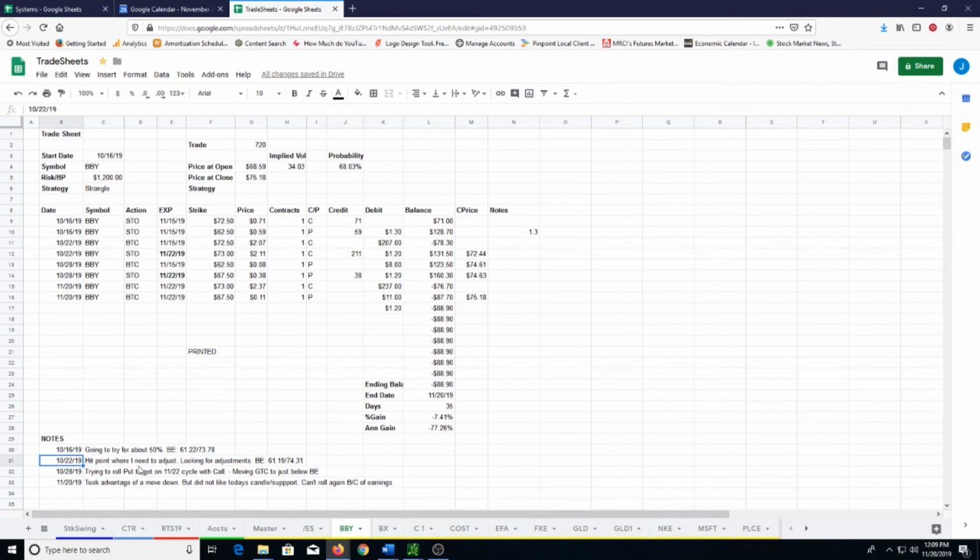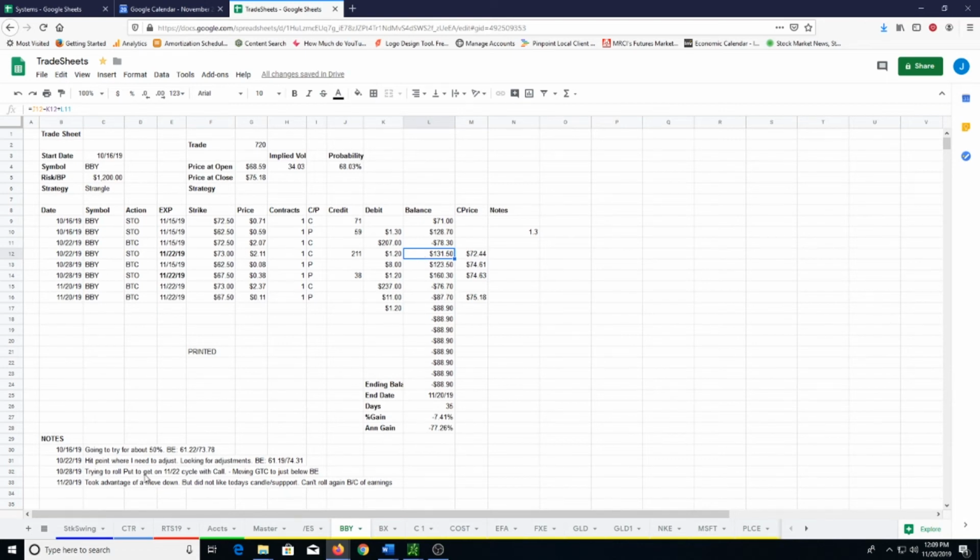On 10/22, it hit the point where I needed to make it, where I had set up an alert to look at making an adjustment. I did decide to go ahead and make that adjustment, and I did it by rolling my 72.50 call to 73 and rolling it from 11.15 to 11.22. That added about another 4 cents right there.